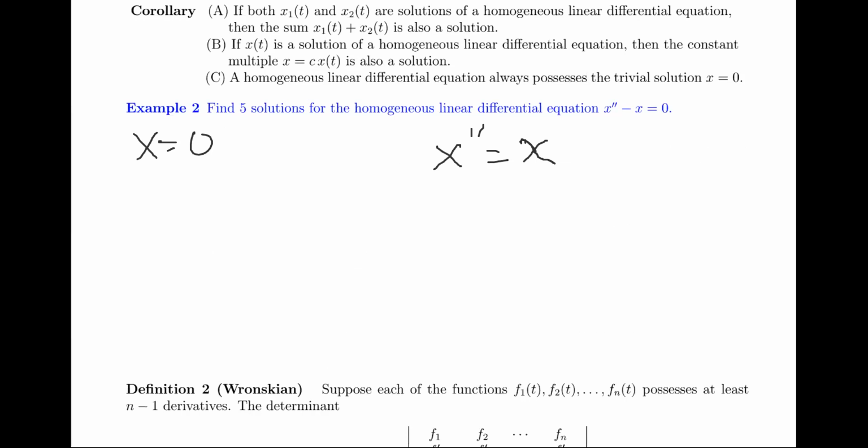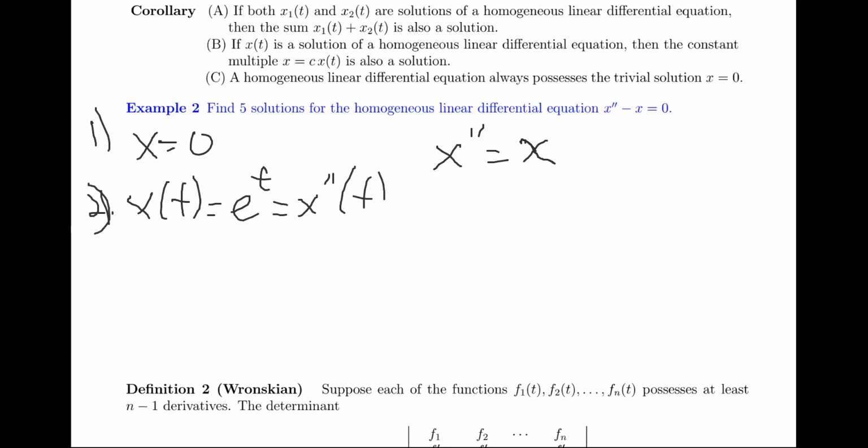Well, you might recall that if we have x of t equal to e to the t, then certainly this is equal to the derivative of x of t and also the second derivative of x of t. So this is another solution. So we have a second solution here.